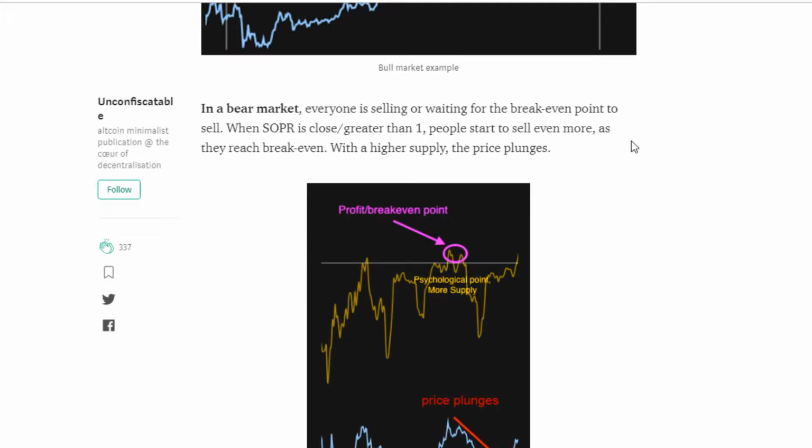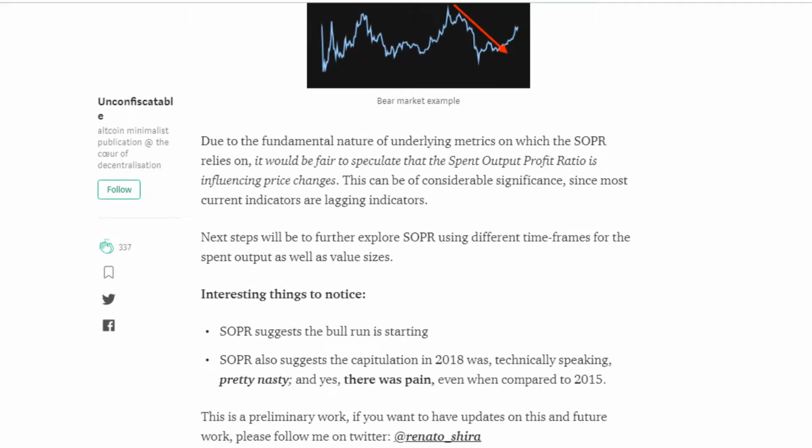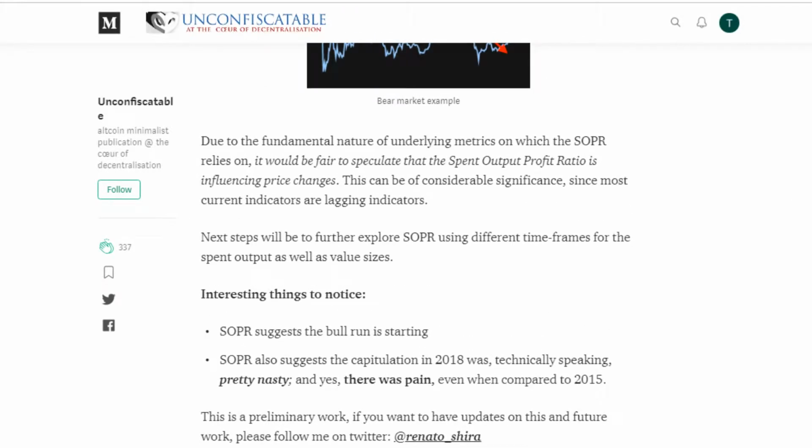So in a bear market, everyone's selling or waiting for the break-even point to sell. When the SOPR is close to or greater than 1, people start to sell even more as they reach the break-even. But really interesting stuff. I'll put the link down there.